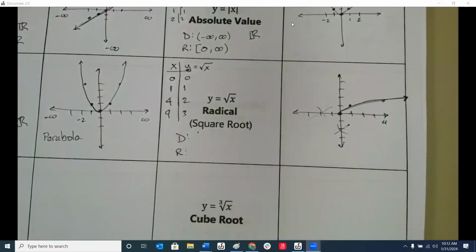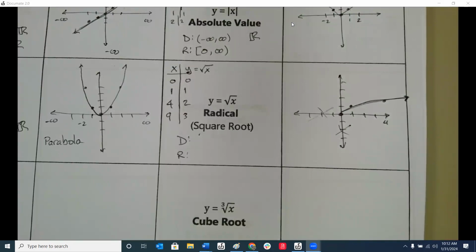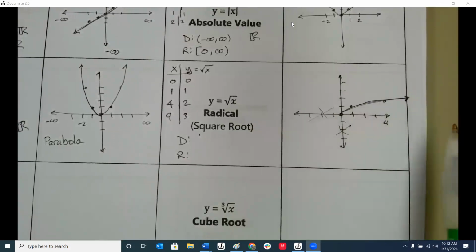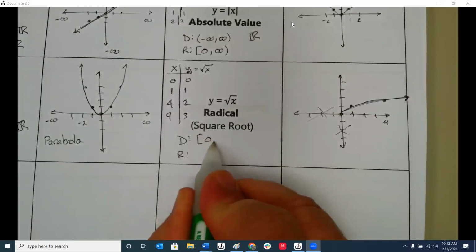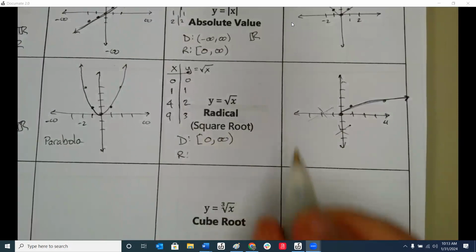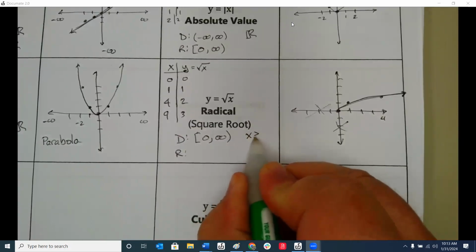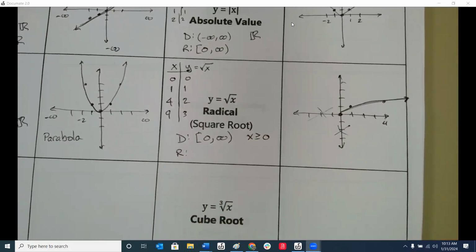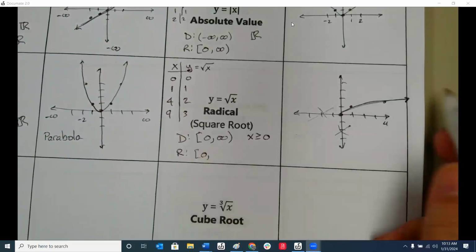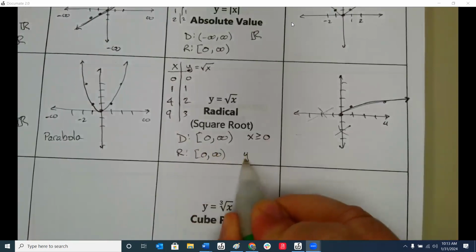So what's the domain? Look at the picture. Can x be negative? No. So where is the smallest x can be? 0. So it can start at 0 and then go to where? Positive infinity. Or you can say that x is greater than or equal to 0. You can say either one of those. How about the range? Can your range be negative? No. Can it be 0? Yes. And it goes to positive infinity. Or y is greater than or equal to 0.